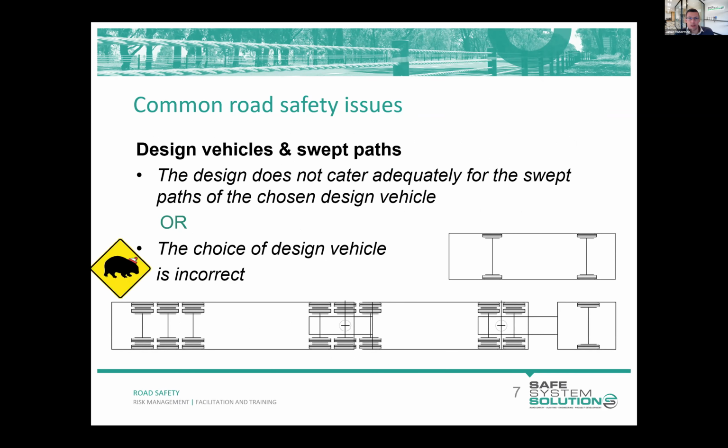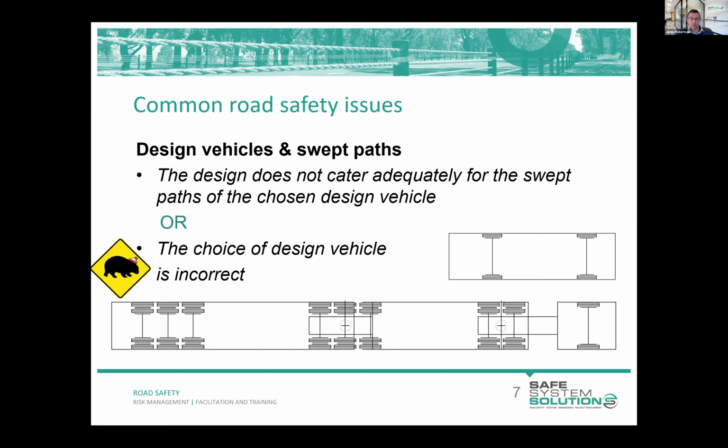I'd like to step through now a few common issues that we come across a lot when undertaking audits, and I expect you will too. The first is around design vehicles and swept path requirements. It's sometimes the case that a design doesn't cater to the swept paths of the chosen design vehicle. I mentioned that the design vehicle is the largest vehicle that we expect to use a piece of road on a regular basis. We also use the term checking vehicle or check vehicle. That's a larger vehicle again that we need to ensure that our design will cater to.